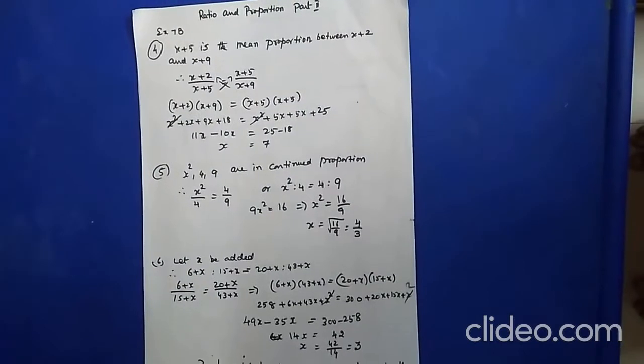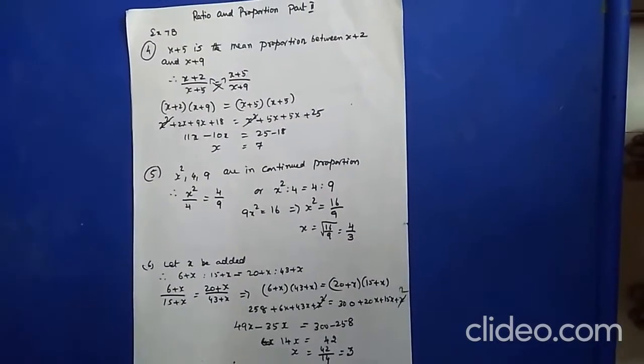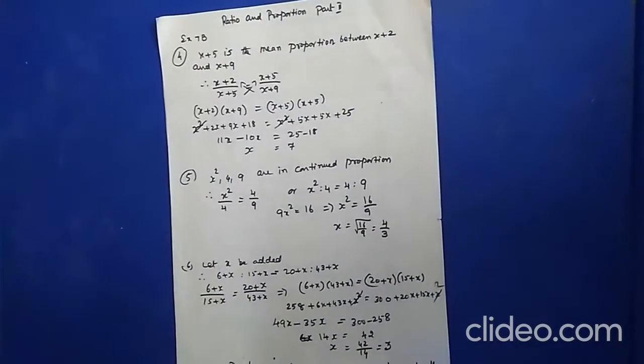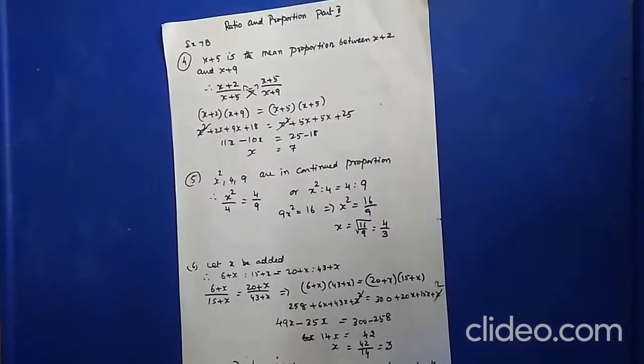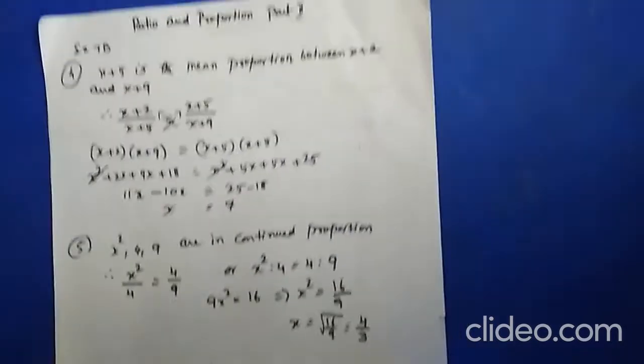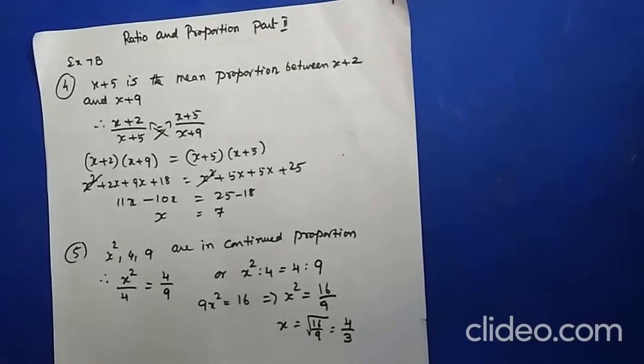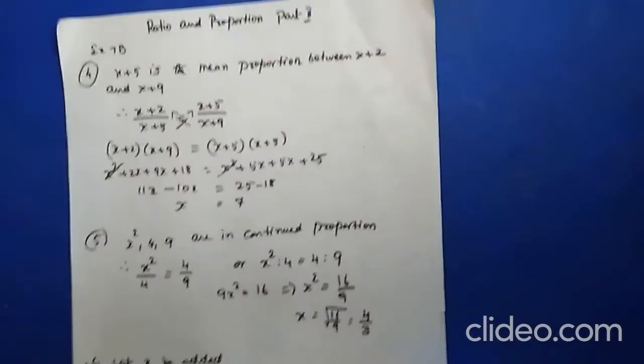Yes, students. Now the next chapter, ratio and proportion part 2. Already I sent the part 1 ratio proportion and some sums. Now up to 7B, the first 3 questions I solved. What is the mean proportion, third proportion, and fourth proportion, how to find out, from the last video you can see.